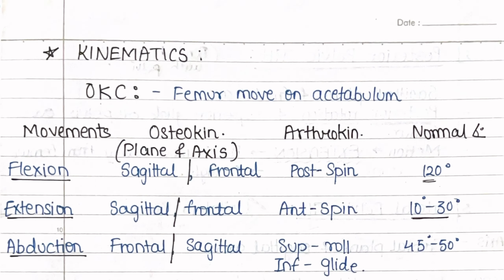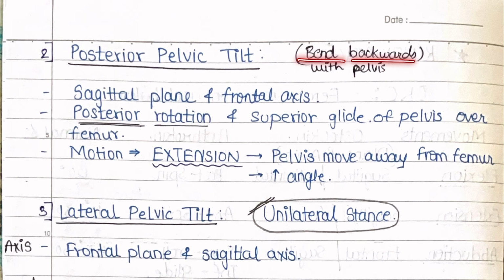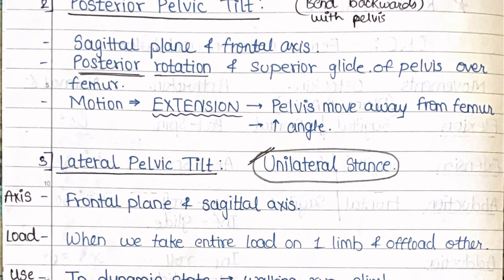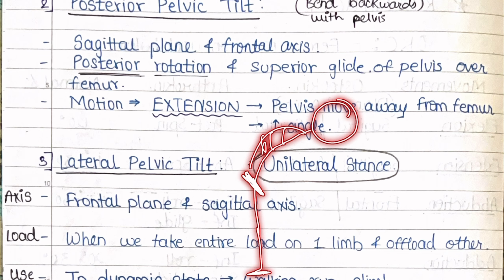Then comes the posterior pelvic tilt, which means we bend backwards with the pelvis as we do in chakrasana. So posterior pelvic tilt: sagittal plane, frontal axis, posterior rotation and superior glide of the pelvis over the femur. Motion is extension. The pelvis moves away from the femur, as described in the earlier diagram. Here we were doing flexion, now we are doing extension. This is our body, this is our pelvis, and the pelvis is moving away from the femur, so this angle is increasing. So this is extension. This is posterior pelvic tilt, and the previous one was anterior pelvic tilt.